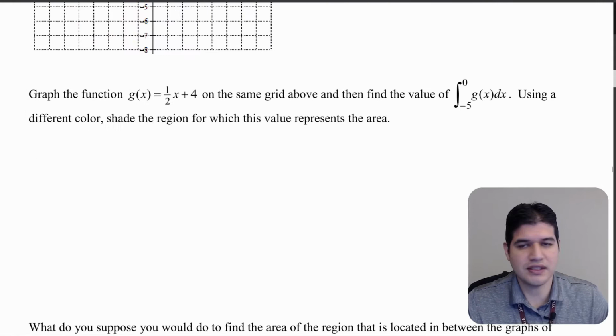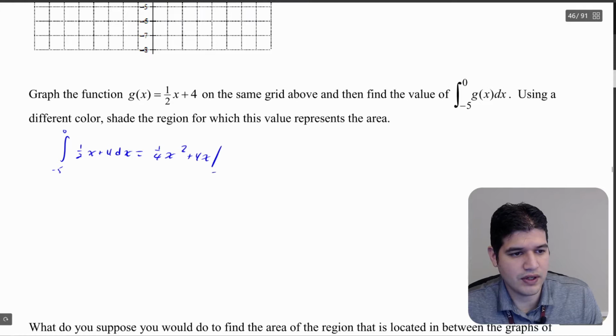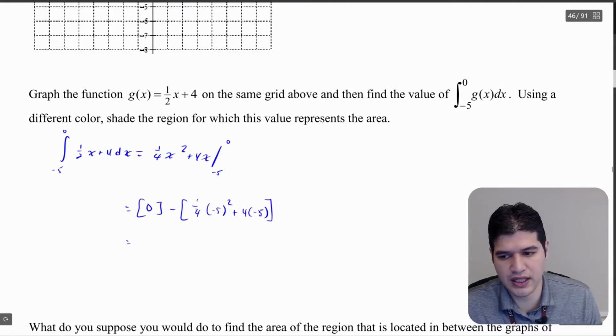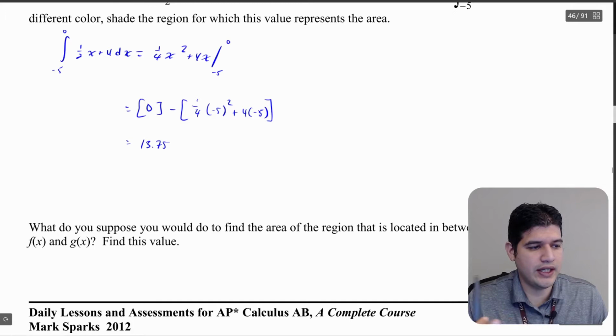Now I want to find what this value is equal to. We're going to find the integral from -5 to 0 of 1/2 x plus 4 dx, which gives us 1/4 x squared plus 4x, and we evaluate this from -5 to 0. Like the last problem, we get 0 minus 1/4 times -5 squared plus 4 times -5. You put that into your calculator, and you get about 13.75.